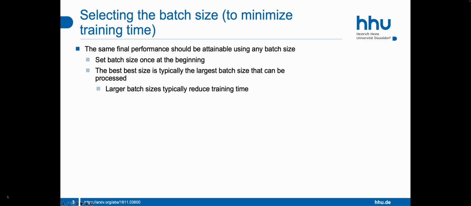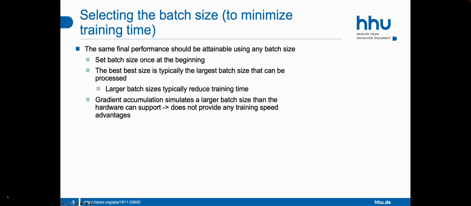As a consequence of this finding that the batch size doesn't really matter for final model performance, we can also conclude that in most cases we don't need gradient accumulation, which is a technique to simulate larger batch sizes than your hardware can support. But it does not provide any training speed advantages, and hence we can also pick the batch size that still fits on your hardware.